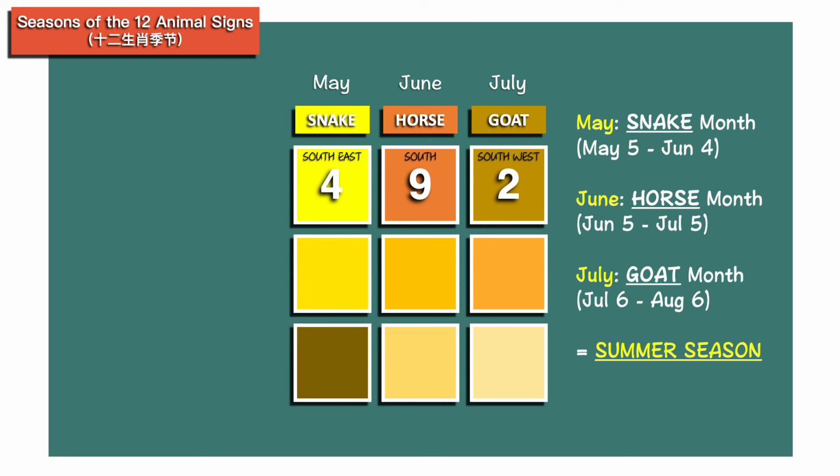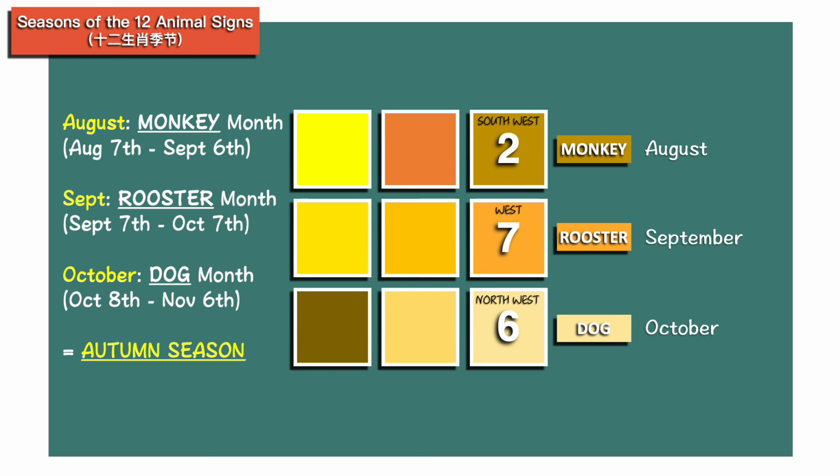As for summer seasons, you can remember these animal signs of snake, horse, and goat. They covers the months of May, June, and July. For autumn season, the animal signs are the monkey, rooster, and dog. August represents the monkey month, September represents the rooster month, and October is the month of the dog.